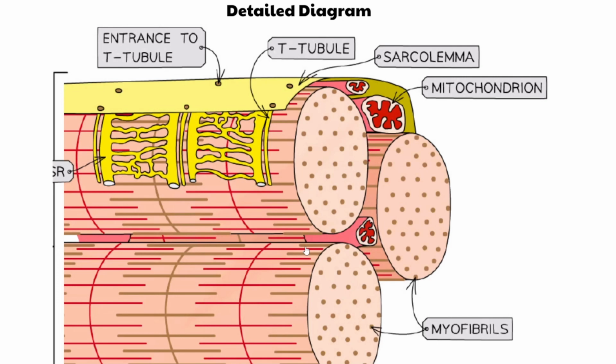Now this is a more detailed structure of what is present inside the fibers. You can see here that these are the mitochondria. This is the sarcolemma, the membrane on top of it. This is the T tubule. And this is the SR, the sarcoplasmic reticulum. Remember that the SR is always this type of structure.